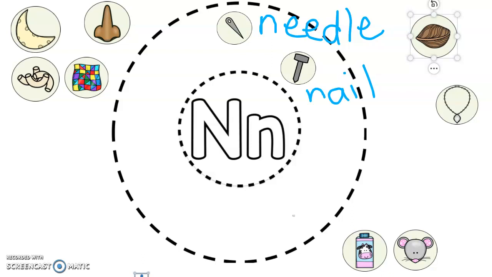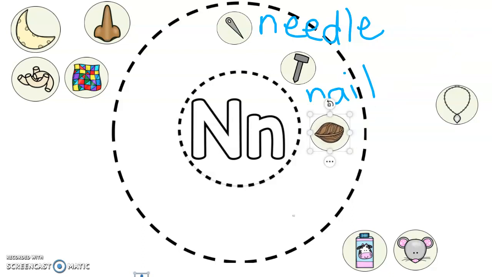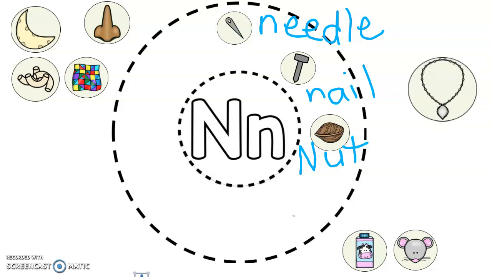This is a picture of a nut. A nut. Something you eat. Nut. Would nut start like N? Yes or no? Yes, so let's move it into our circle map. What sound? How do I write N? Nut. N-U-T. Nut.